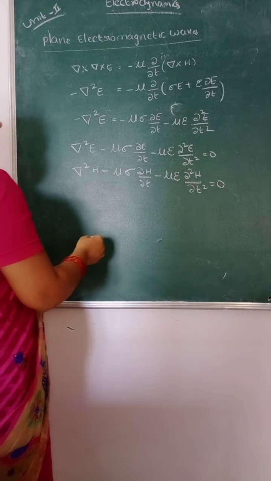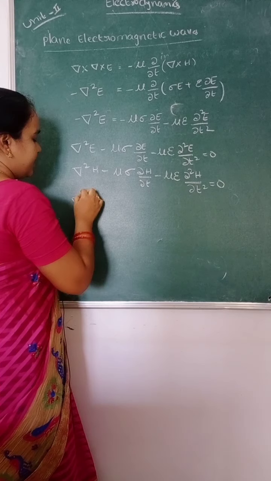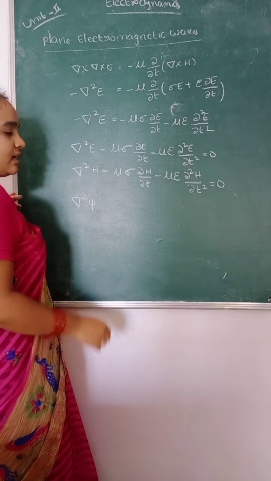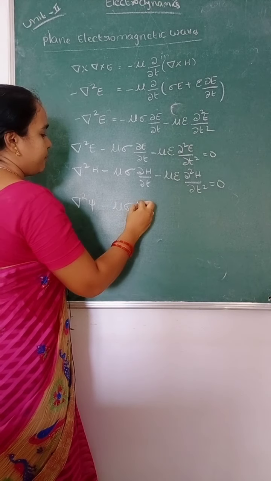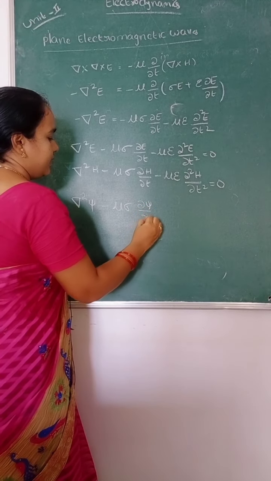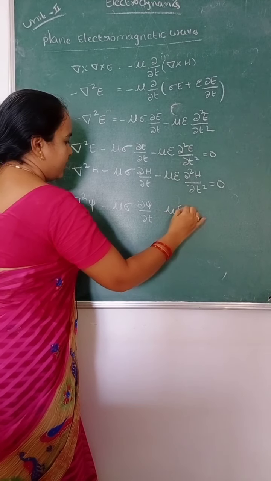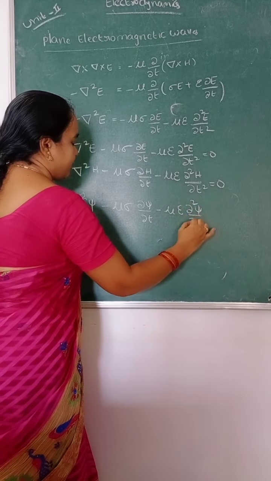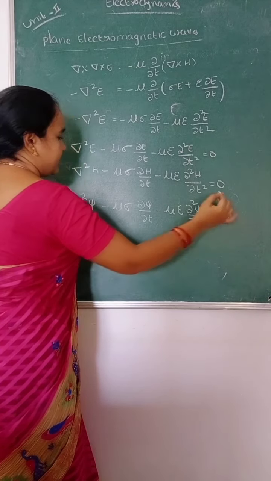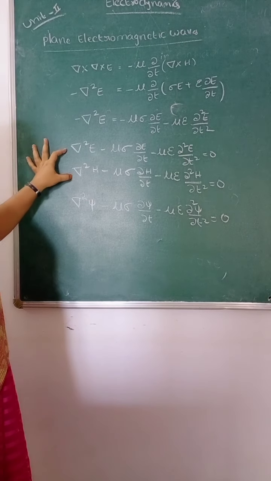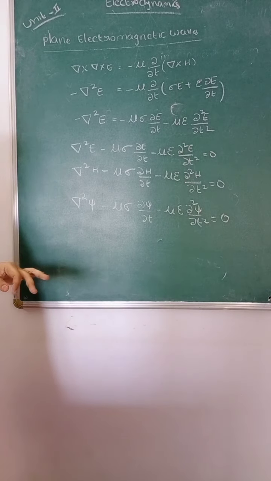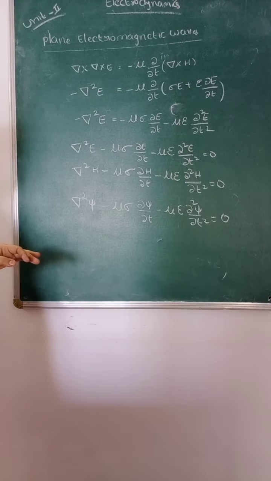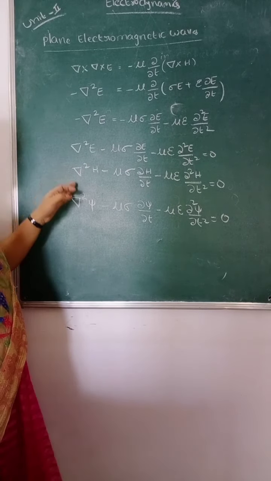These two equations will satisfy the same equation with some scalar function psi: del square psi minus mu sigma dou psi by dou T minus mu epsilon dou square psi by dou T square is equal to 0. These two equations satisfy this equation. Then these are the two wave equations governing the electromagnetic field vectors E and H.